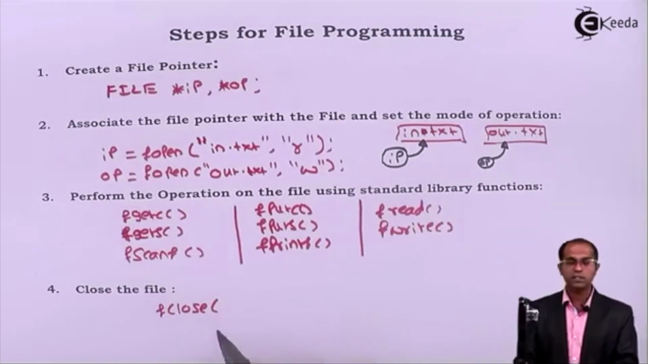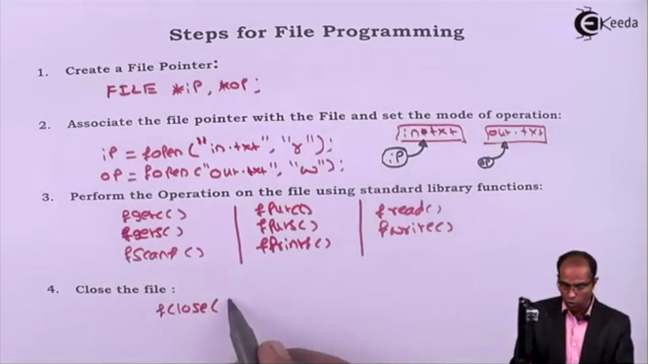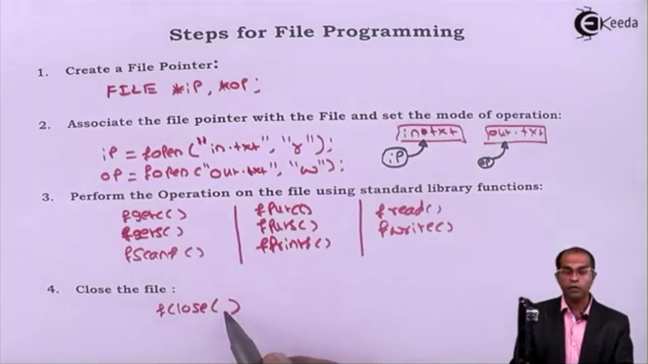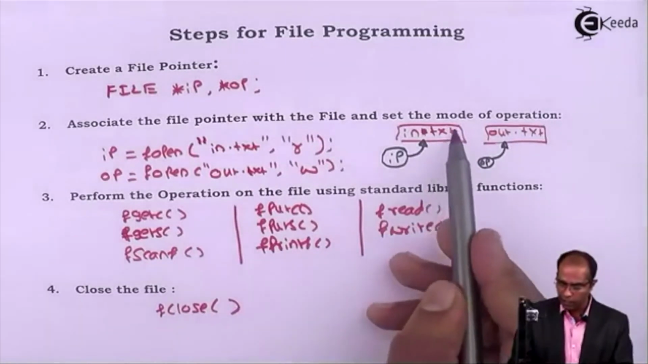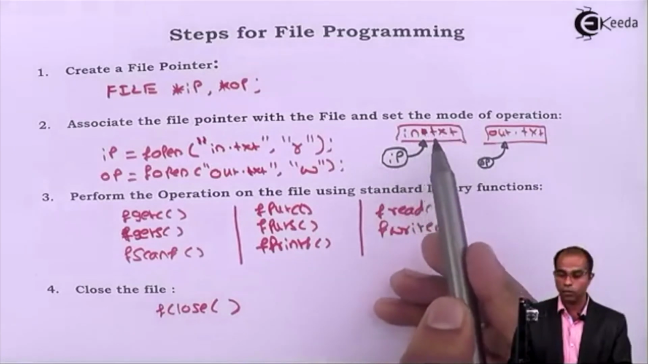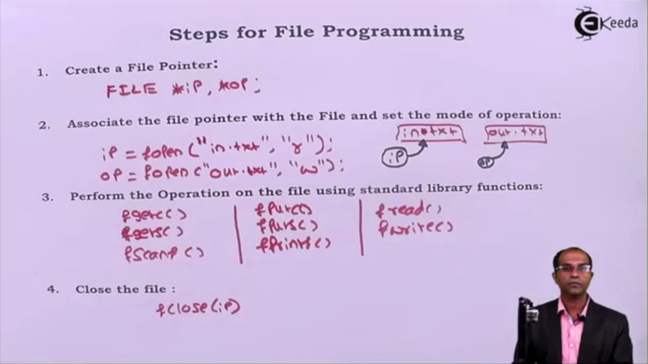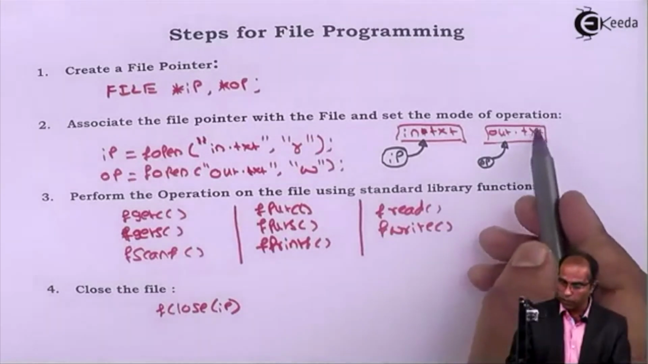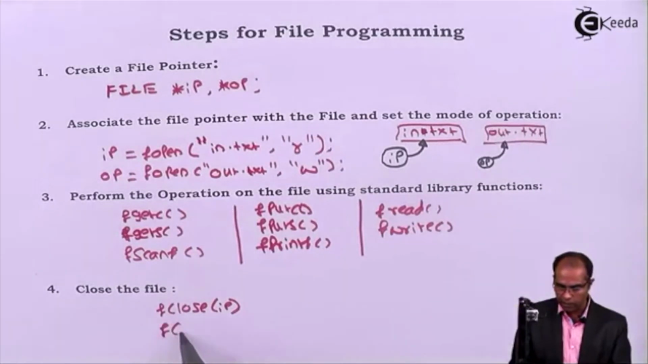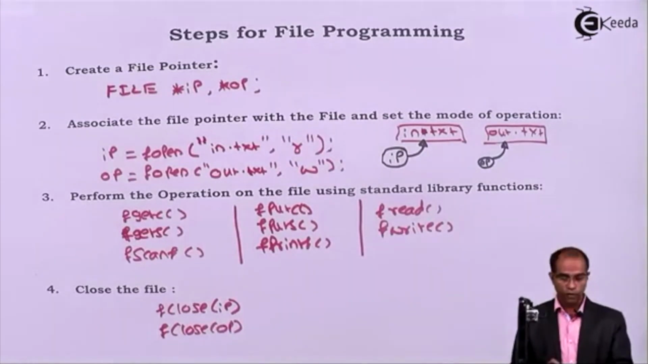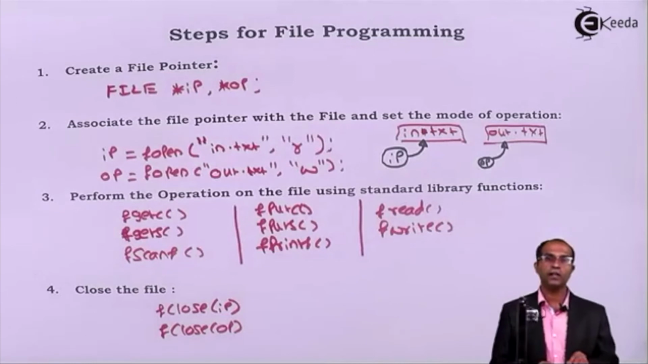Now, what parameters does this close function take? Close will take the pointer which is associated with the file. Suppose I want to close in.txt, what is the pointer associated with that? IP. So I'll say fclose IP. Similarly, if I close out.txt, I'll say fclose op. So we close the files associated with those pointers.